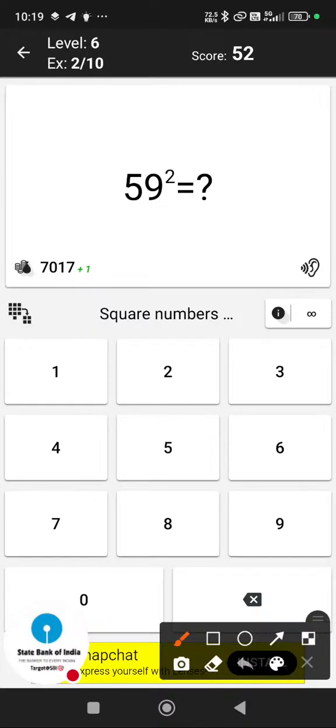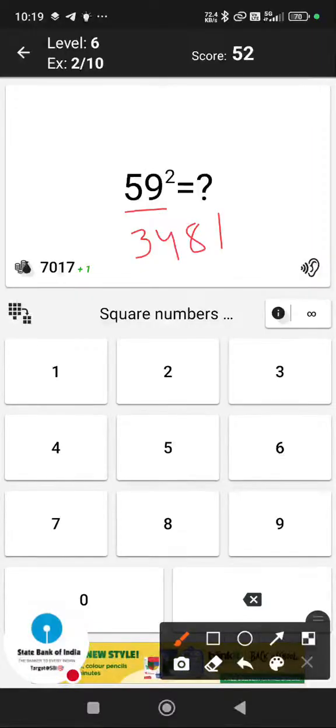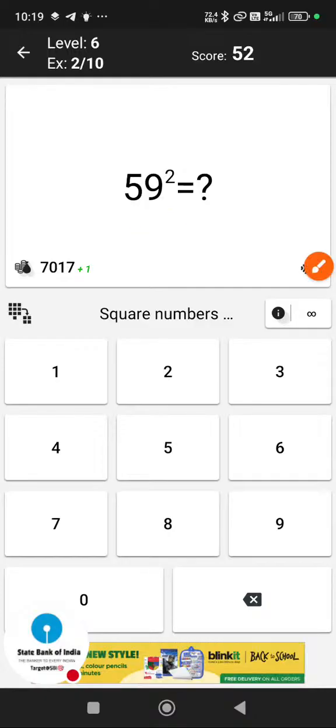For that I need to write the answer. 59 square will be 3481. Tarun Reddy, it is not 3401. It is 3481. 3481 is the answer for this one.